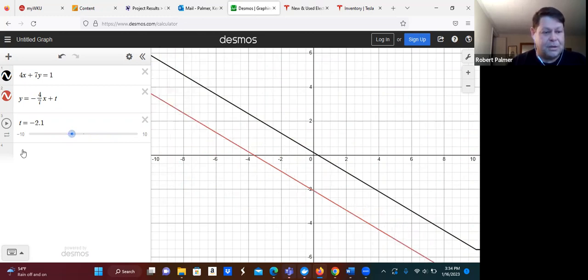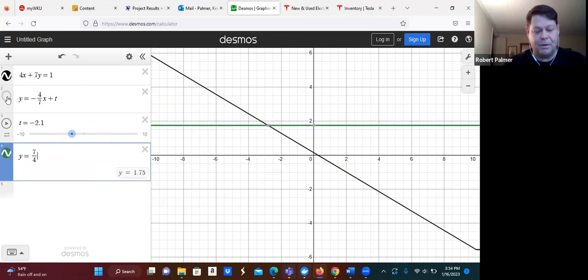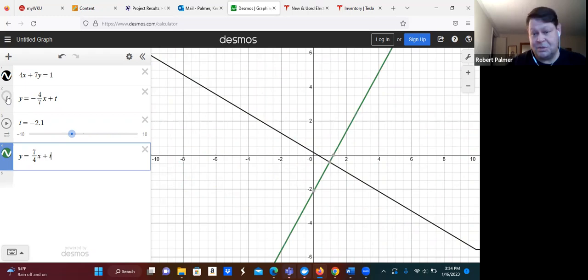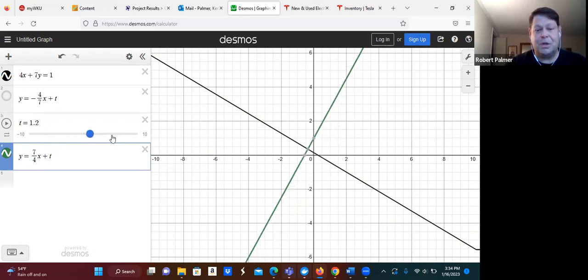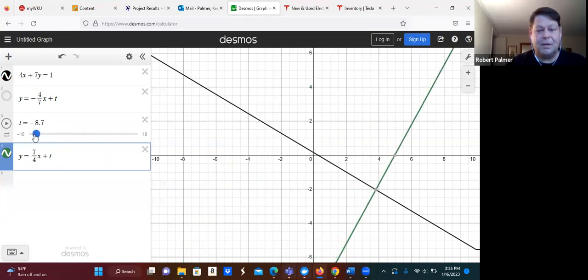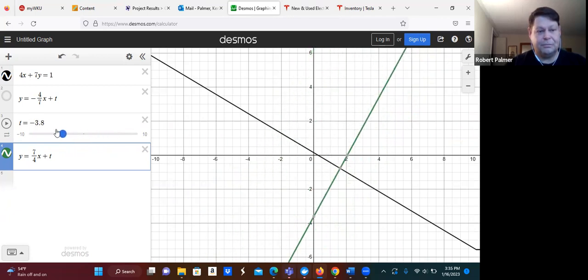Now, let's come down here. Let's actually get rid of this one. Let's do this time the perpendicular one, y equals 7/4, that was our perpendicular slope, plus t. Okay, and as you can see, in the same way, if I move my t, all I'm doing is changing my intercept. And so as long as the slope is 7/4, the line I create is always perpendicular to the original line.